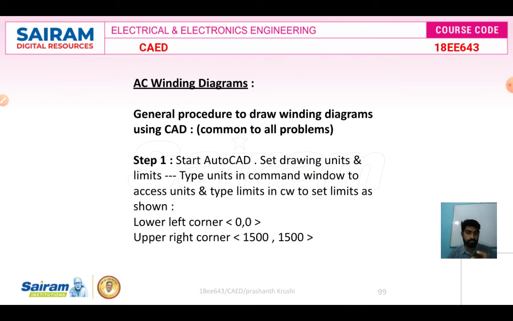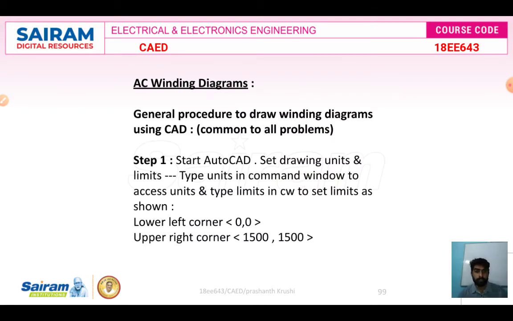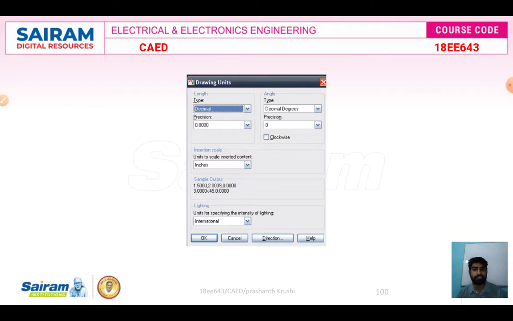First, you have to click on the AutoCAD software and set limits and units. Limits are 0,0 and 1500,1500. I mean the lower left corner and the upper right corner, we set as 0,0 and 1500,1500. And then for units, I have to mention the decimal value, and instead of inches you have to set millimeter or centimeter as you wish.